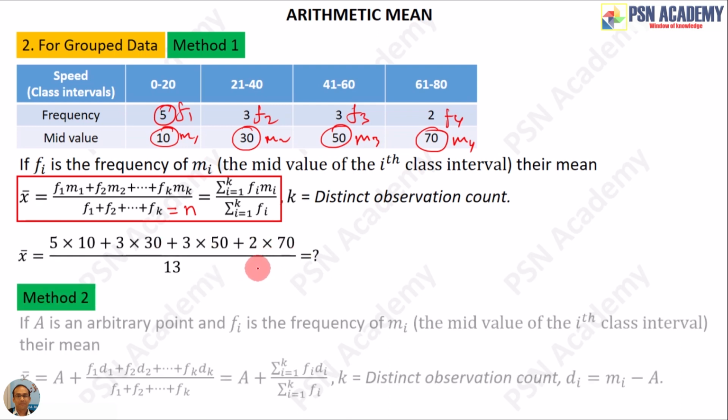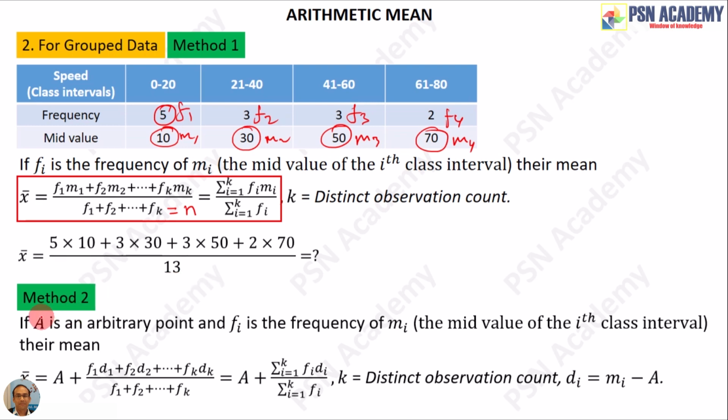mean of the dataset. Now you go for method 2, and in method 2 we have an arbitrary point A as before, and we have the frequency fi of the relevant mi of that ith class interval. Okay, so we have this x bar as the mean equal to A plus the summation of the frequency of the first class times the difference between the arbitrary point and the midpoint, because this time our data point is actually mi, right? Because our modified data points are mi's, not xi's. So you get di by subtracting mi from A or subtracting A from mi, whichever you go.